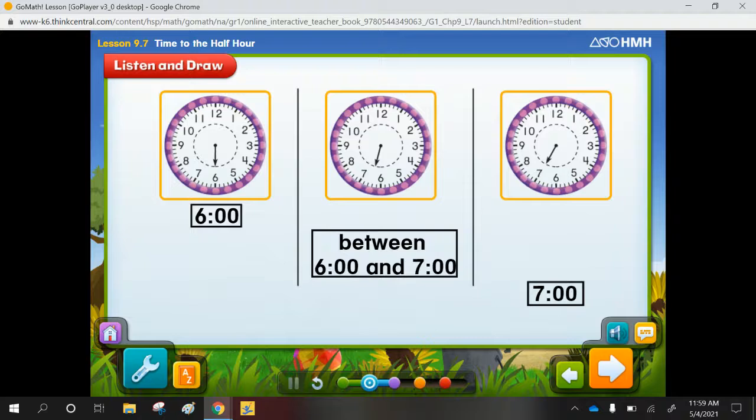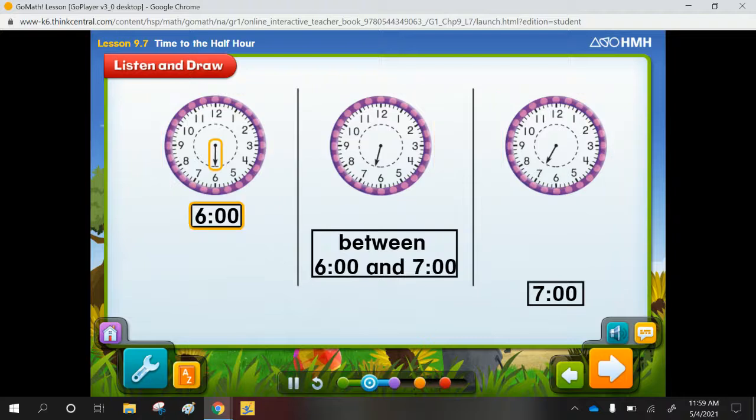How could you describe the movement of the hour hand on the clocks from one to the next? The hour hand starts at the 6, moves between the 6 and the 7, and then moves to the 7. The hour hand moves around the clock to measure time as it passes.